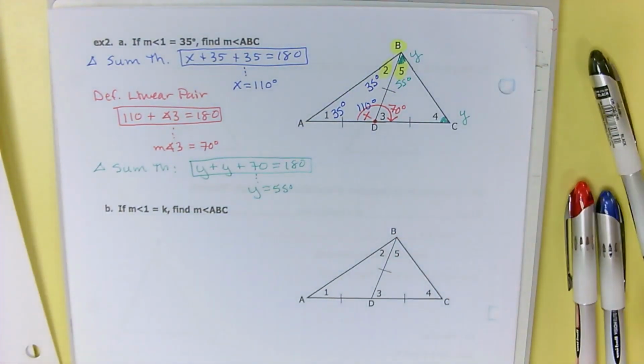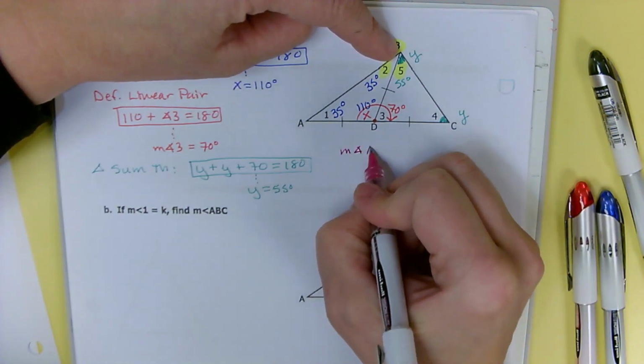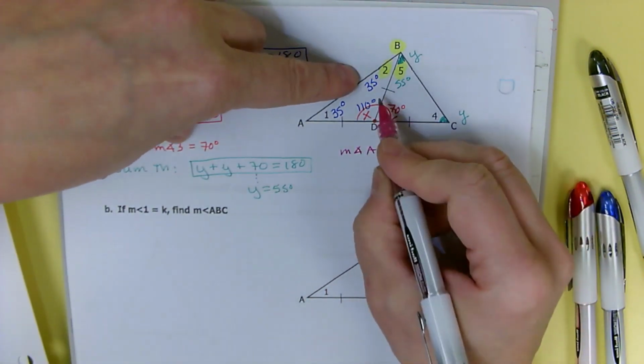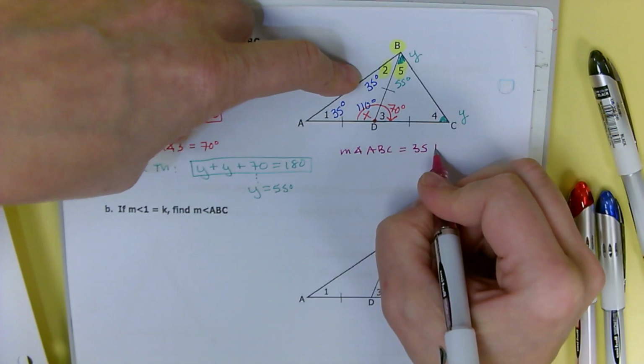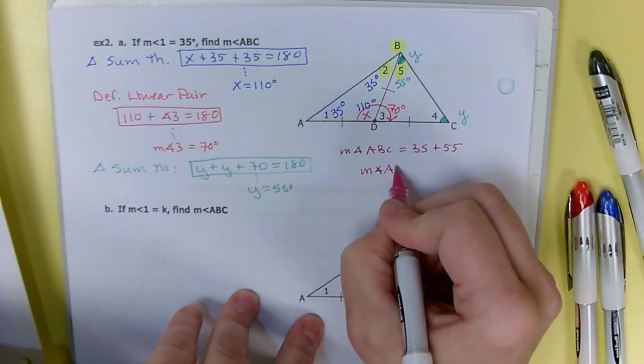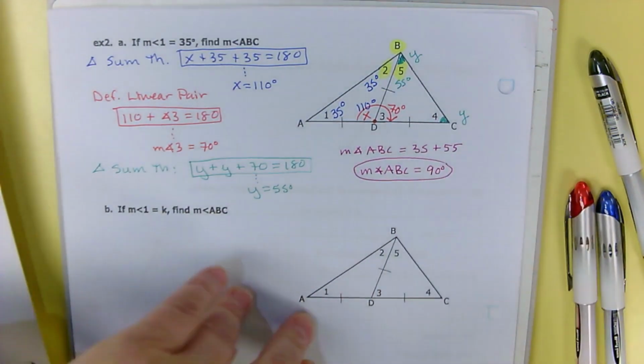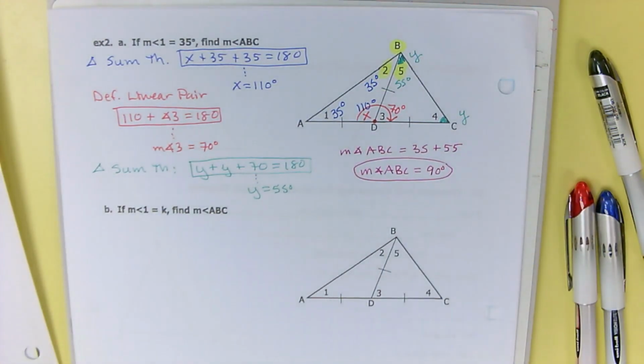So now I'm ready for my answer. The measure of angle ABC equals 2 plus 5. So 35 plus 55, which means the measure of angle ABC equals 90 degrees. When in doubt, keep finding angles. Eventually, you'll get enough angles that you'll be able to get the angle that you want.